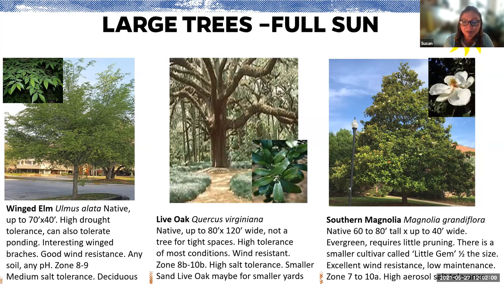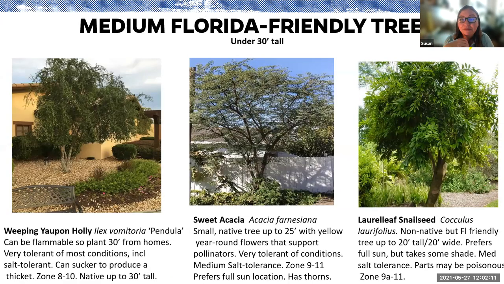Still just as good. Here are some medium Florida-friendly trees. The weeping yaupon holly, Ilex vomitoria pendula, is very interesting because it has that weeping habit. You do want to plant it further away than they have it from this house in the picture, because it is considered flammable, like all hollies. So general rule of thumb is about 30 feet away from your home if it's going to be a flammable plant. Sweet acacia is nice if you want a really airy look that you can kind of see through a tree. Some people need that in certain circumstances.